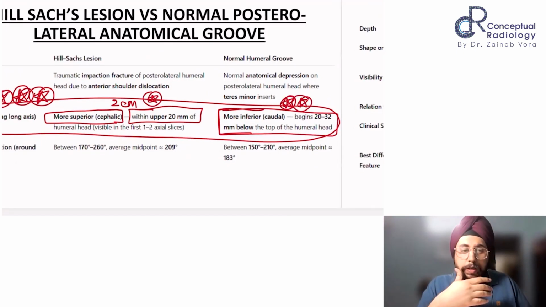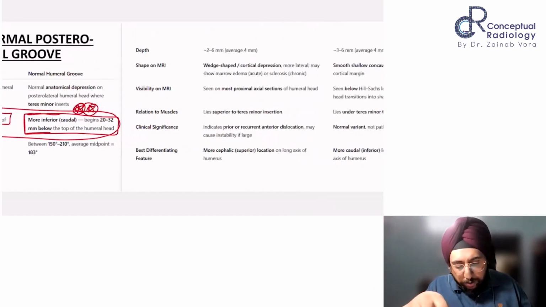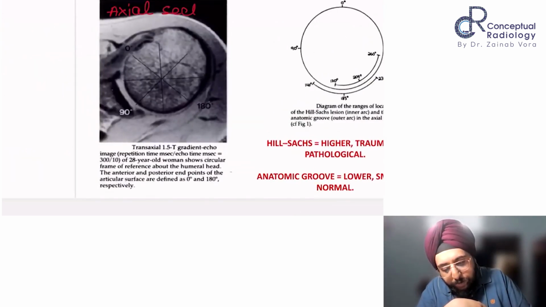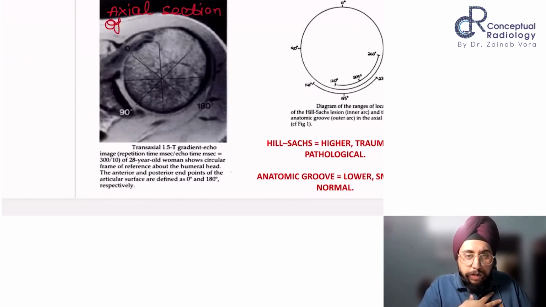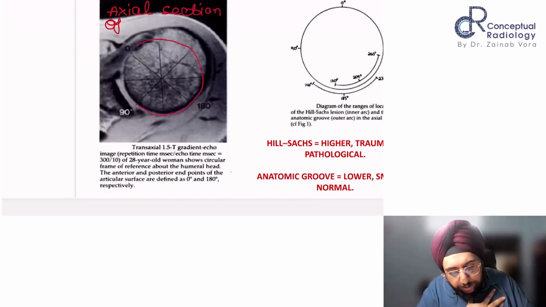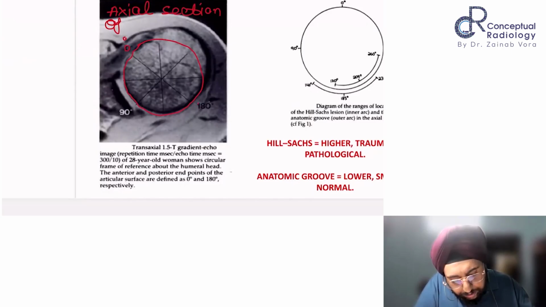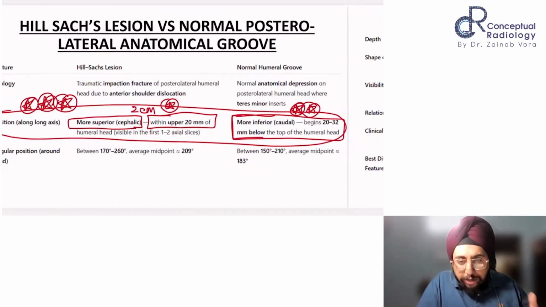Now, if you move towards the angular position around the head, how do you see the angular position? This is an axial section of the MRI of the shoulder joint. In the axial section, we take an imaginary best-fitting circle over the humeral head and divide it into quadrants. The anterior-most part is 0 degrees, this is 180 degrees, this is 90, and this is 270. It has been seen that the angular position of the Hill-Sachs is between 170 to 260 degrees, with the average midpoint at a value of about 210 degrees.